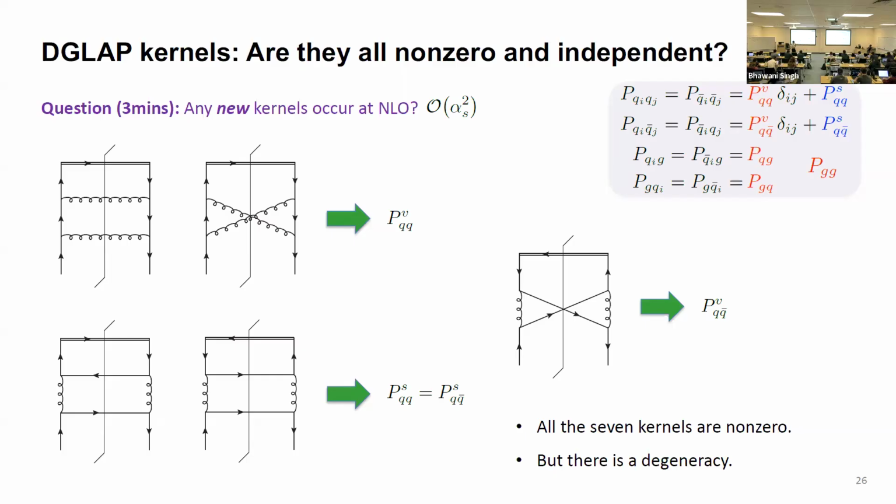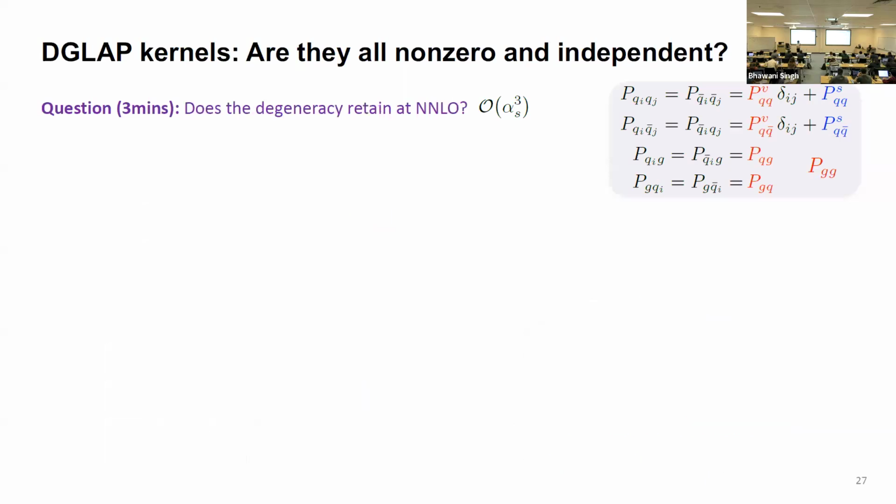Therefore, at this order, all the 0 kernels at the leading order arise. But we have a degeneracy. This degeneracy is for Q to Q and Q to Q bar, C component. So this looks very natural, right? Because a quark cannot go to other quark flavors without a gluon. But from the gluon point of view, it should not care about which flavor it splits into, right? But the next question is, does this degeneracy remain at the next order?